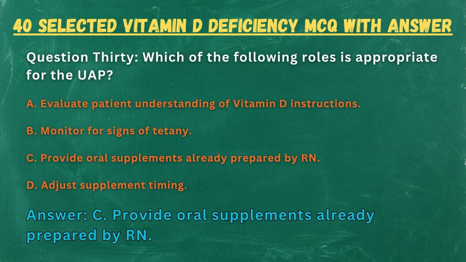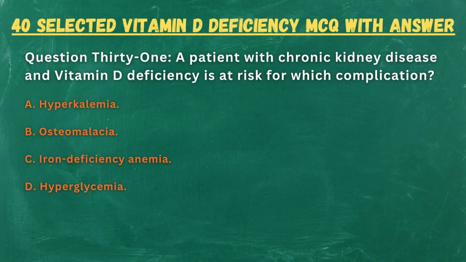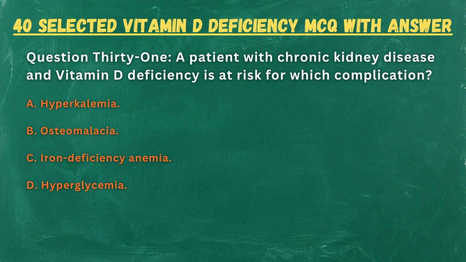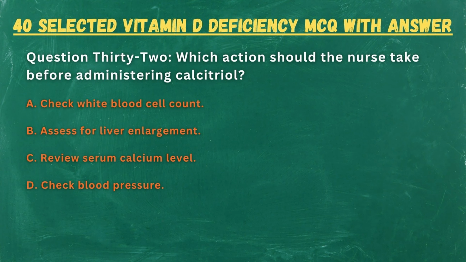Answer: C. Provide oral supplements already prepared by RN. Question 31. A patient with chronic kidney disease and vitamin D deficiency is at risk for which complication? A. Hyperkalemia. B. Osteomalacia. C. Iron deficiency anemia. D. Hyperglycemia. Answer: B. Osteomalacia.